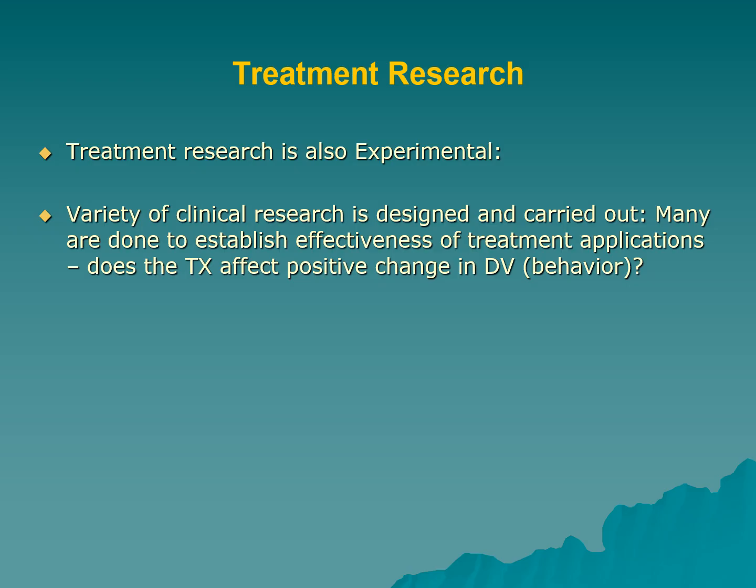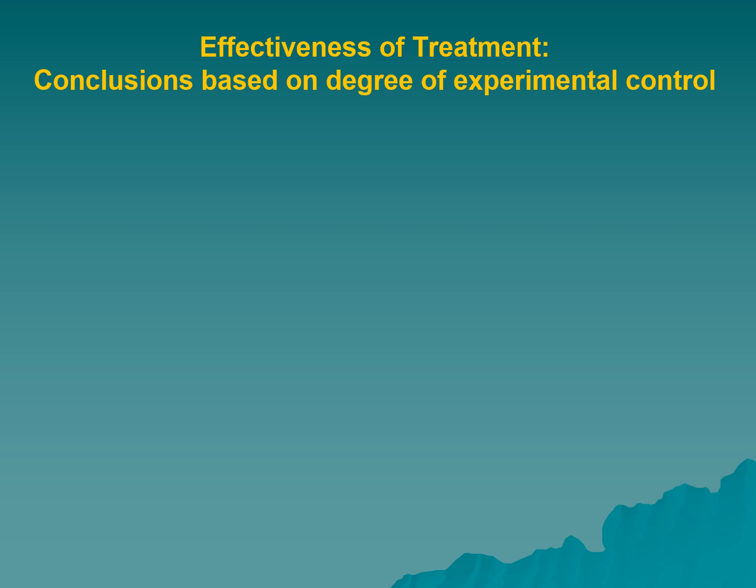For example, does this treatment produce positive change in participants' behavior? Or is treatment A better than treatment B? And so on. Now let's talk about effectiveness of treatment. Conclusions are based on the degree of experimental control.